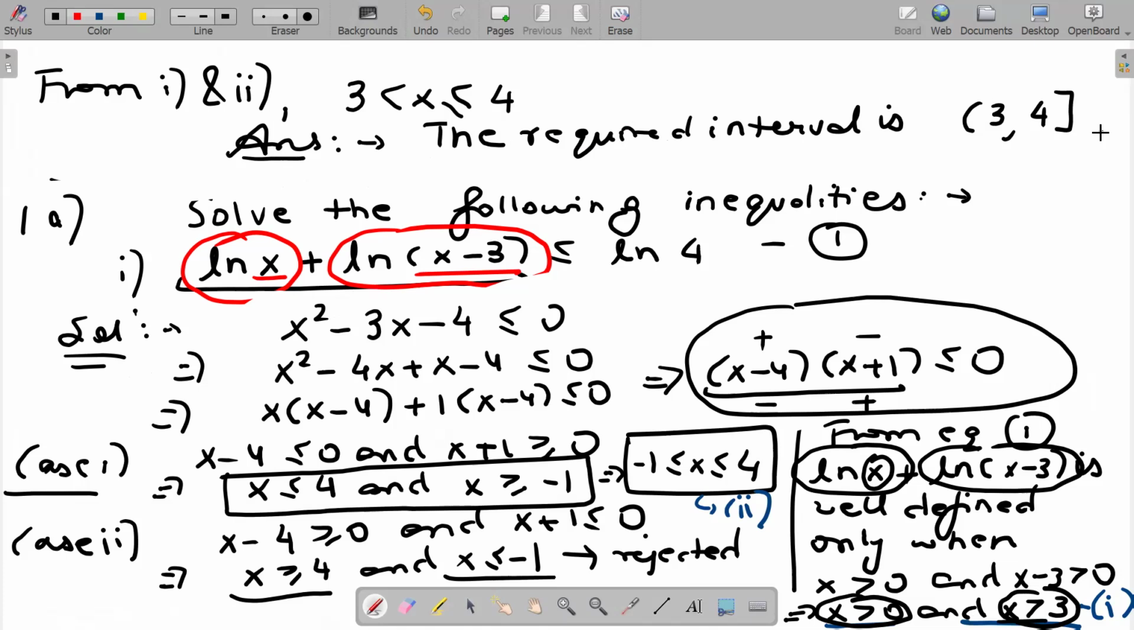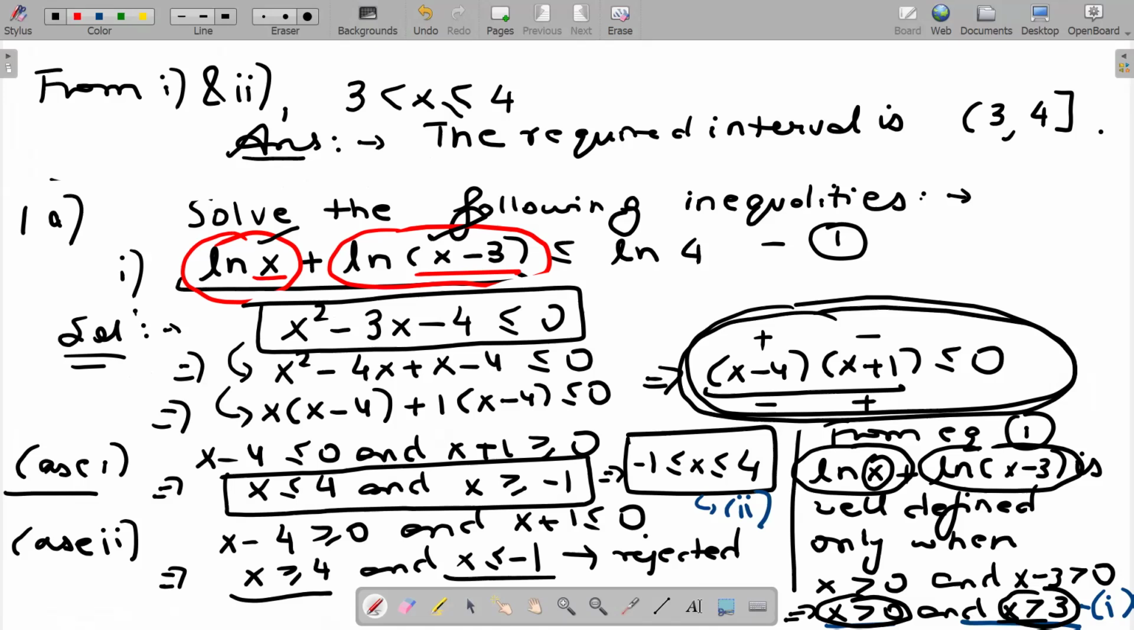So first of all, we use the rules for solving natural logarithmic functions. I use them together, ln x plus ln of x minus 3. I just wrote it as x times x minus 3. I got x times x minus 3 less than or equal to 4. I opened up the brackets. I got this quadratic equation. I used middle term splitting. I factorized. I got this.